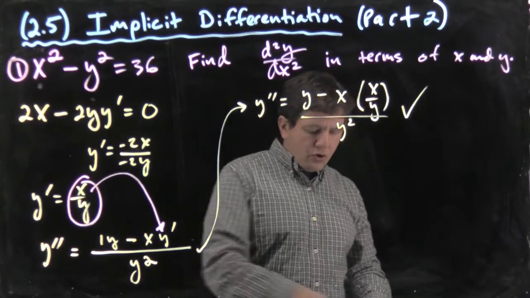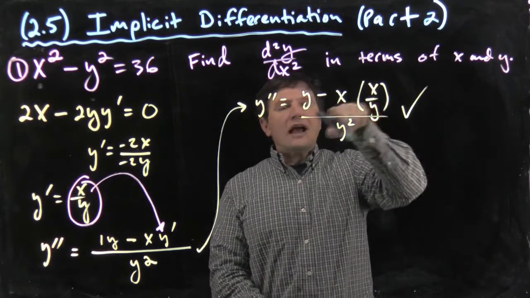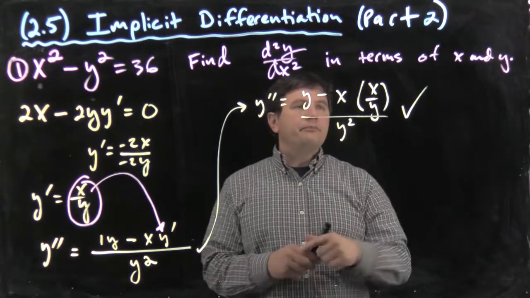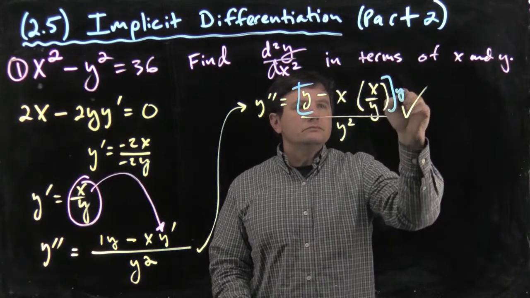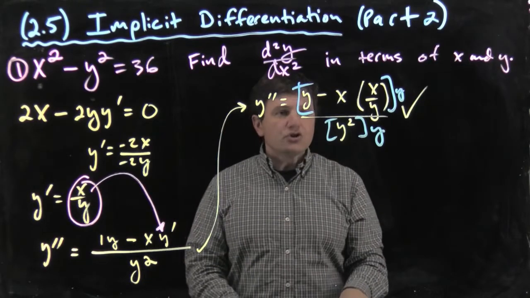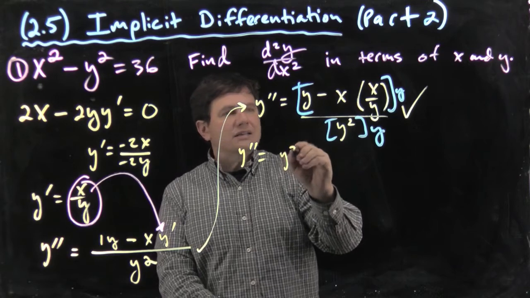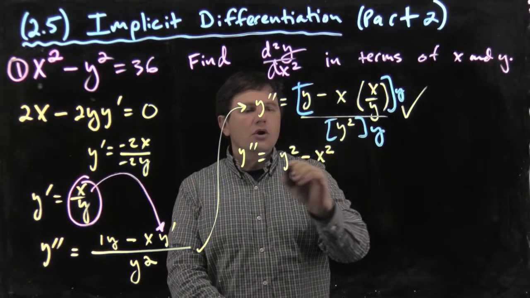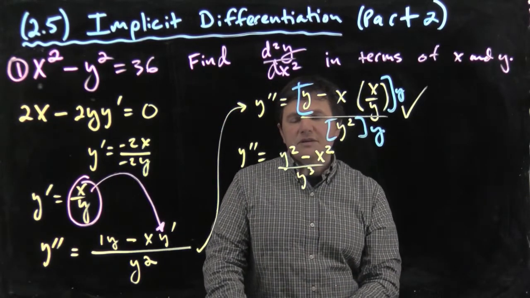The first thing I would do if I'm simplifying this is clear out this fraction within a fraction, what is called a complex fraction. So I'm going to multiply top and bottom by y. When I multiply the top by y, I've got to make sure I distribute that. So y double prime is equal to y squared minus, these y's are going to cancel here, x squared over y to the third. Once again, that might be perfectly fine for a simplified answer.